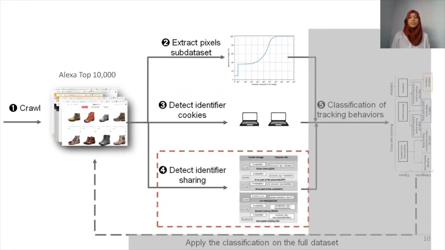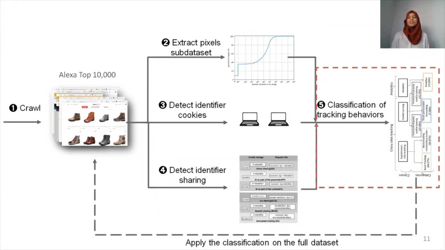The fourth step was to detect identifier sharing. I will not go into details for this step, but you can still refer to the paper to read more about the 6 different methodologies that we performed to detect this sharing. Using this detection of identifier sharing inside the pixel subdataset, we made a classification of different tracking behaviors and then we apply it to the full dataset independently from what kind of content is served.